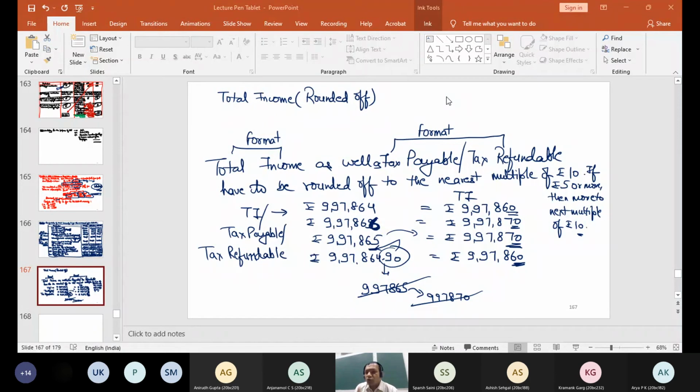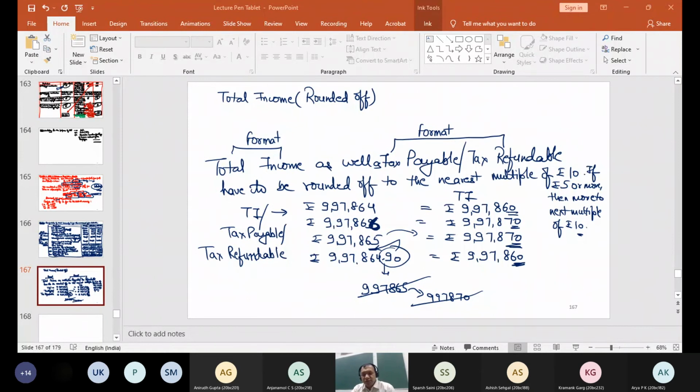Not every head income. Don't round off only salary. Don't round off only house property. Don't round off only PGBP, capital gain, other sources. No. What you should round off is the final income, the total income. Similarly, when you are computing tax, rebate, surcharge, don't round off every figure. Just round off the final figure.